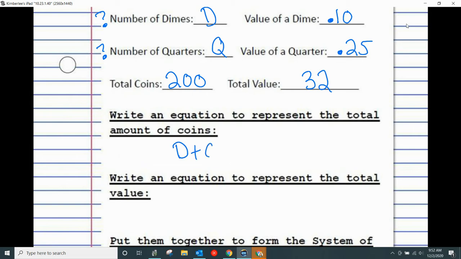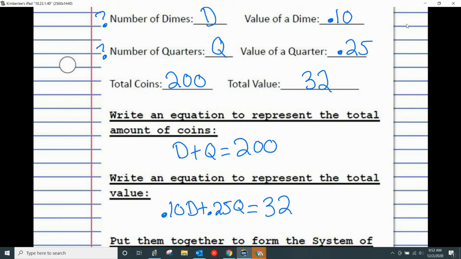Well, now it says write an equation to represent the total value. Okay, so I know the value is $32. So if I took 10 cents for every dime he had, plus multiplied every quarter he had by 0.25, I should get $32. Notice that the value is sitting next to the variable that represents the number of that. So the number of dimes, D, 0.10 has to be by the D.